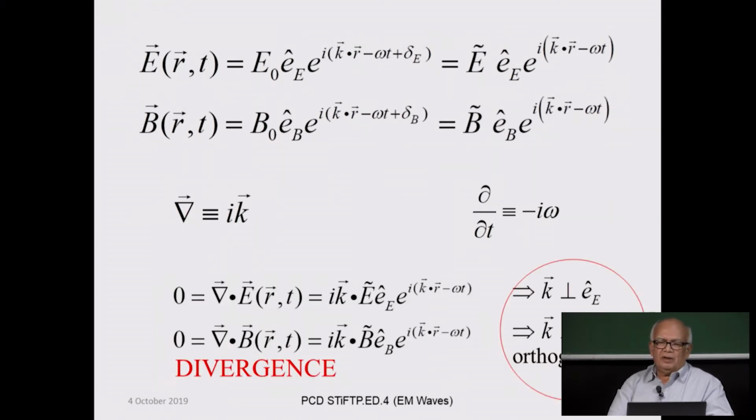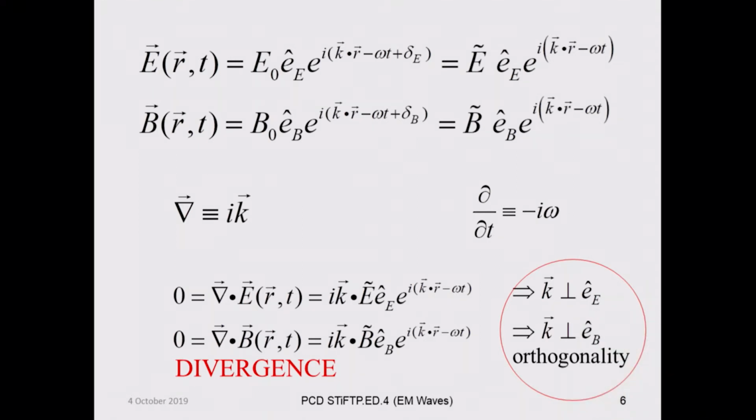Okay? And using this, if you now take the divergence of E and the divergence of B, you get these relations quite easily. What do you find? That k dot the direction of the electric intensity is always 0, which means that the two vectors are orthogonal. Likewise, k is also orthogonal to the direction of the magnetic field.